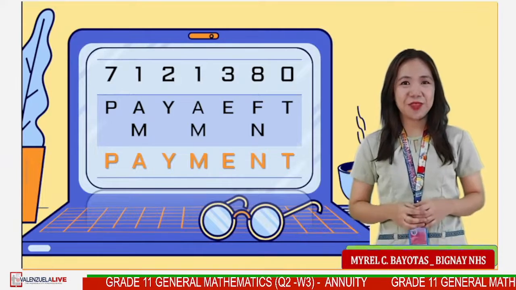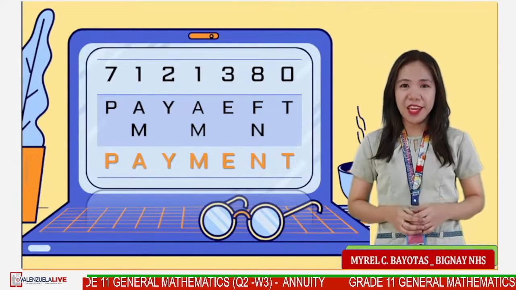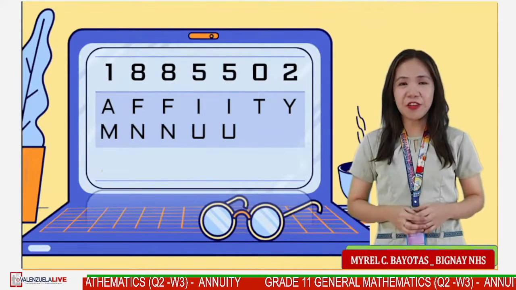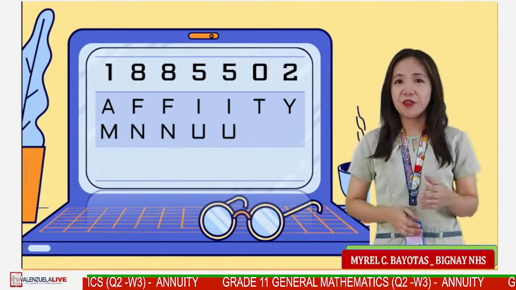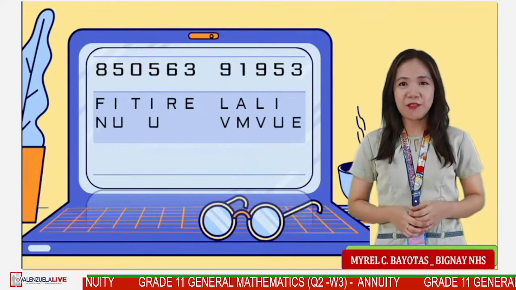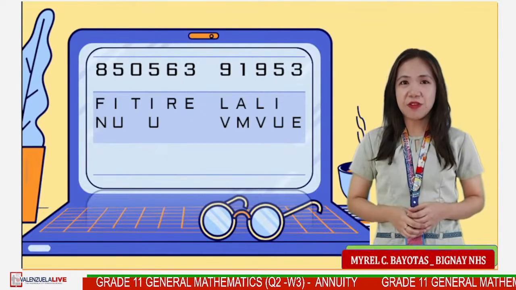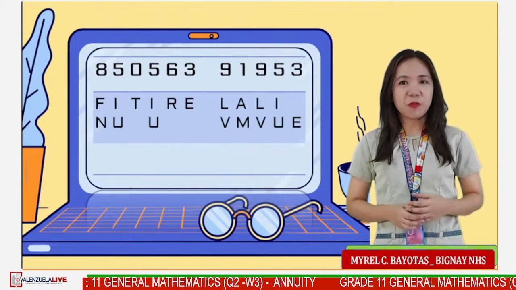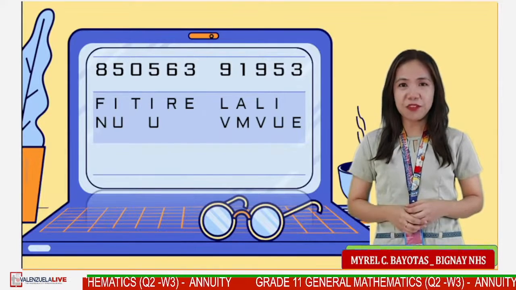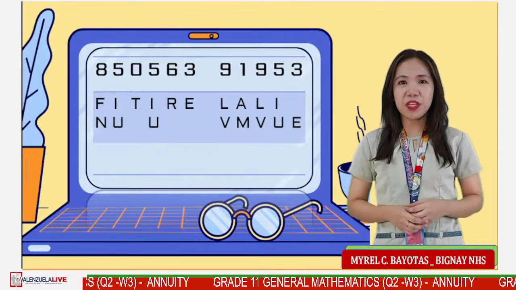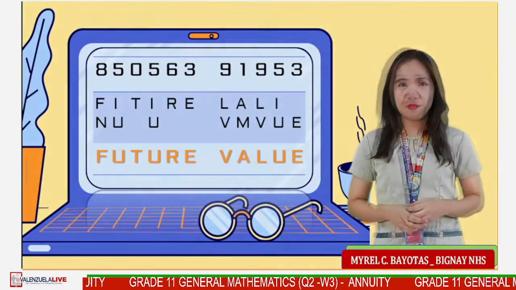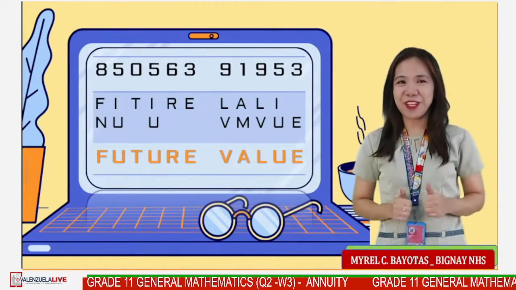Nice word. We have the digits 1, 8, 8, 5, 5, 0, and 2. Here are the corresponding letters to guide you. The correct word is annuity. Now we're down to the last one. We have the digits 8, 5, 0, 5, 6, and 3 for the first word, and 9, 1, 9, 5, and 3 for the second word. Look at the corresponding letters closely. The exact phrase is future value. You all did well. 2 thumbs up for that.